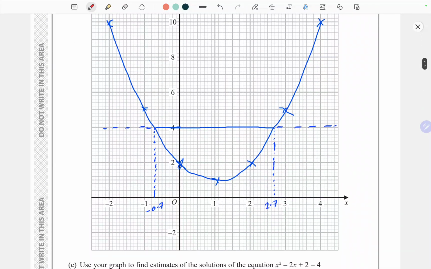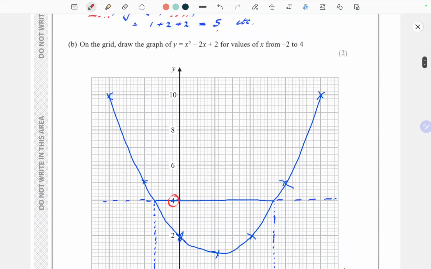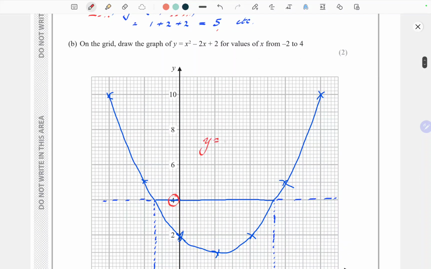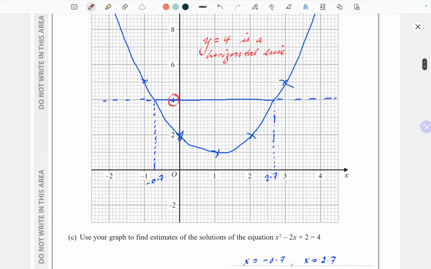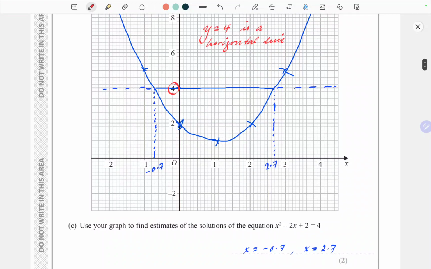And in the graph itself, you want to show y equals 4 as a flat line. And I think it's worth mentioning here, y equals 4 is a horizontal line, yeah? And just estimate the intersections that you have. Looking at it on the screen as I'm recording it, I'm getting it to be minus 0.7 and plus 2.7.